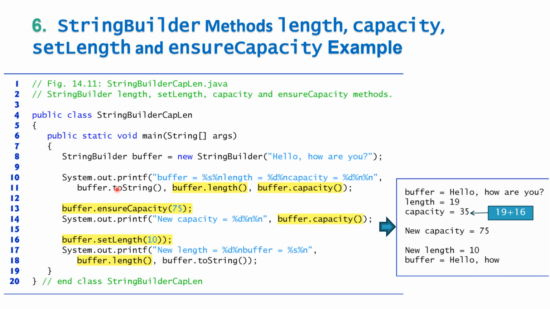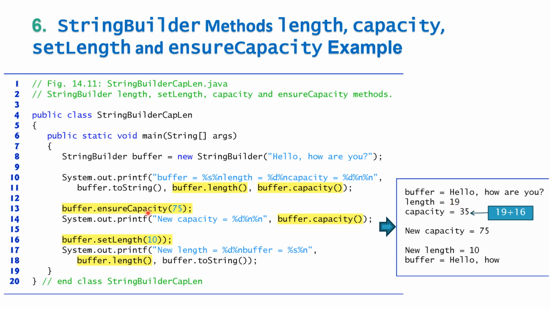The method toString of class StringBuilder returns the StringBuilder contents as a string. And here it calls the length method on buffer to display the length of buffer, which is 19, and it calls the capacity method on object buffer to display its capacity. So its current capacity is 35, which is equal to 19 plus 16.